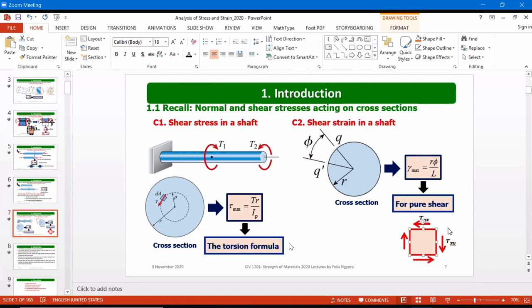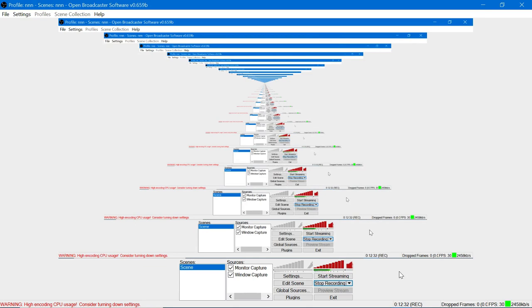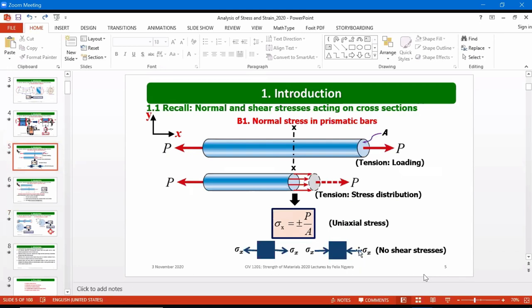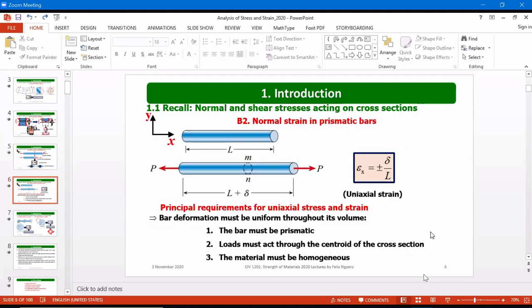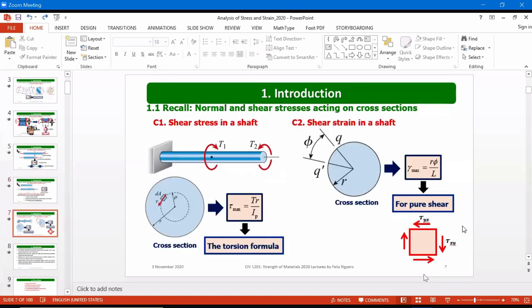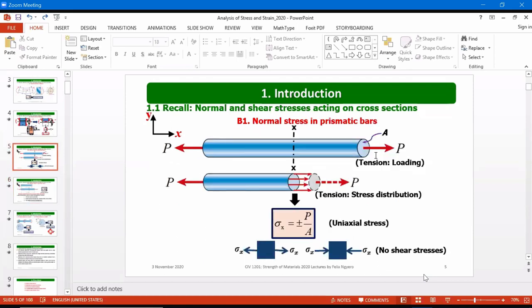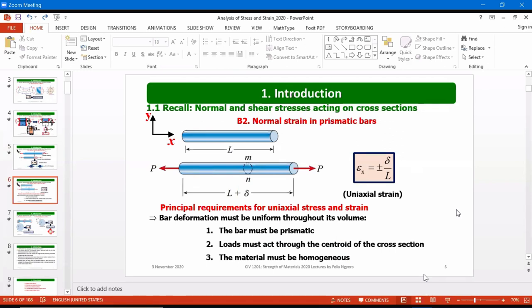We saw how to denote pure shear using a stress element, such as this one here. Where we have pure shear, we do not have normal stresses. There are no normal stresses completely. And where we have uniaxial stress, there are no shear stresses on such elements. So uniaxial stress and pure shear are specialized states of stress. They are not general. This one is for a shaft, and the previous one is for prismatic bars. So this is what you looked at.